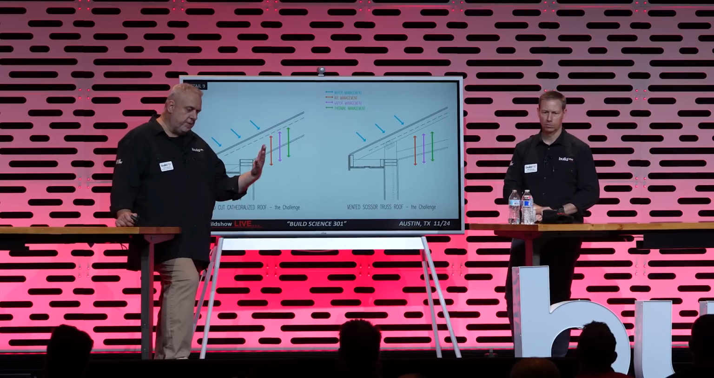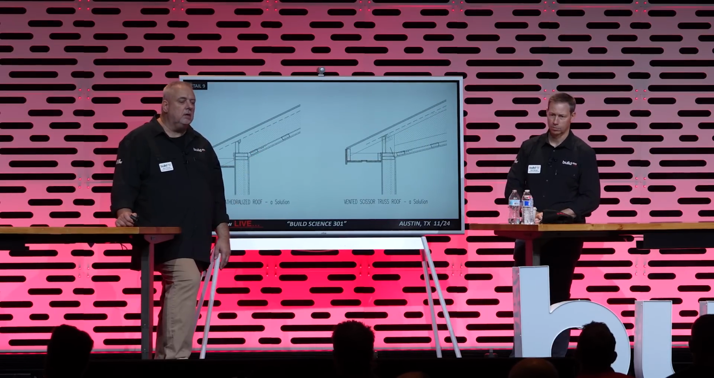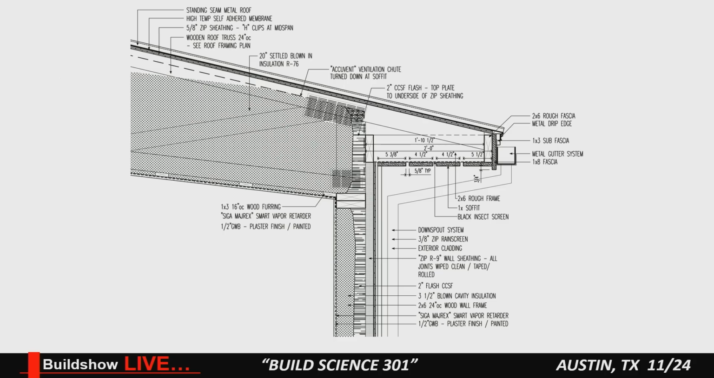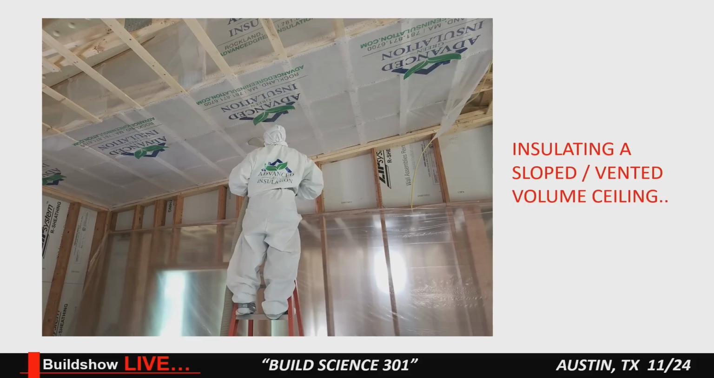Vented roofs just means cathedralized ceilings, if you will, right? The one on the left, we're using a membrane. One on the right, we're actually using a membrane. This one here, this is one where we're using the membrane down below. So you can see it there.